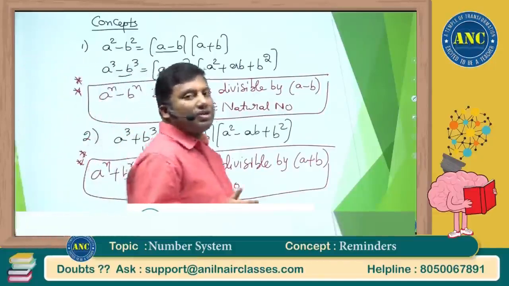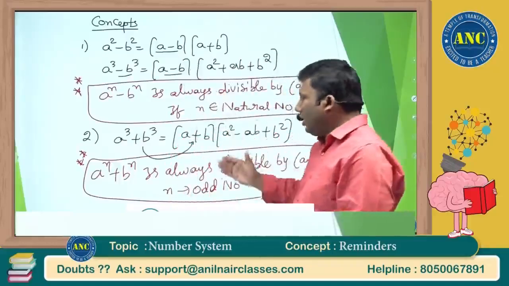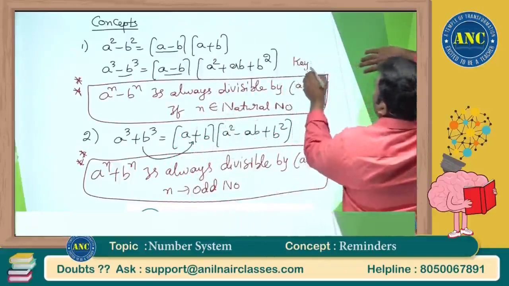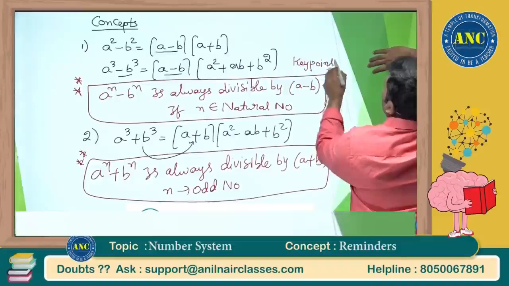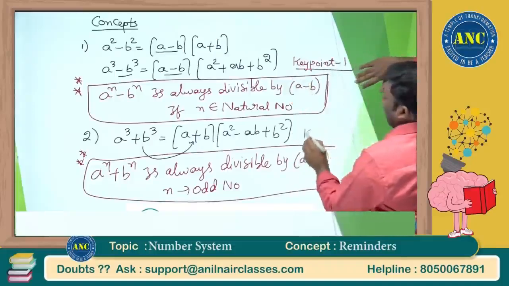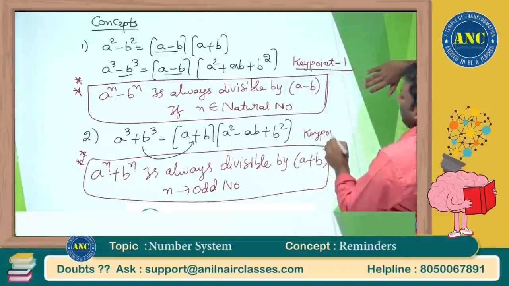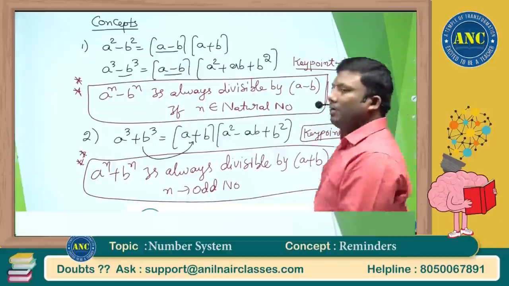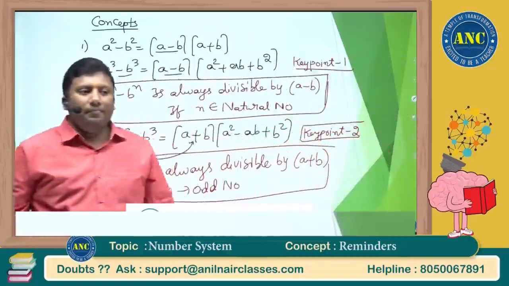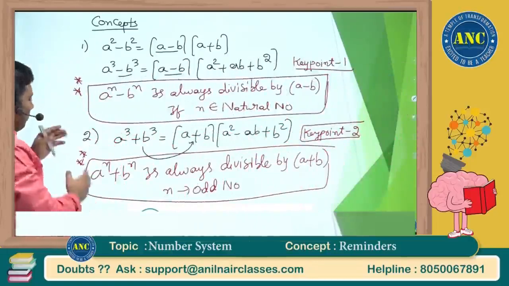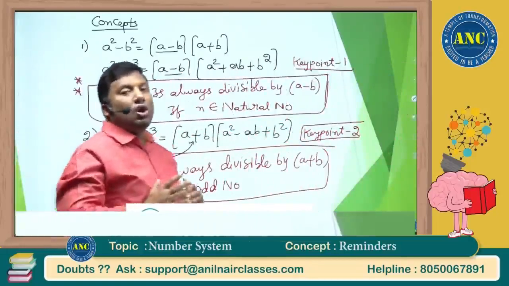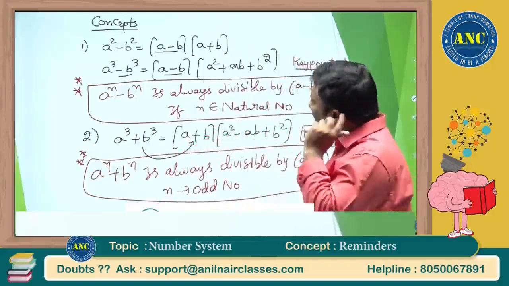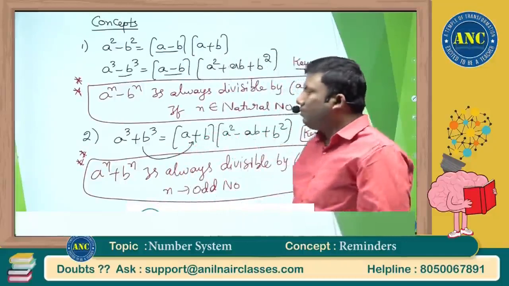The next few minutes, whatever we are going to discuss, are based upon these two logics. Very, very important logic. One is key point 1 and another one is key point 2. Key point 1 talks about A power n minus B power n. Key point 2 talks about A power n plus B power n. Based upon these two logics, we are going to solve a lot of problems. Please pay utmost attention to it. I will do as many examples as possible.